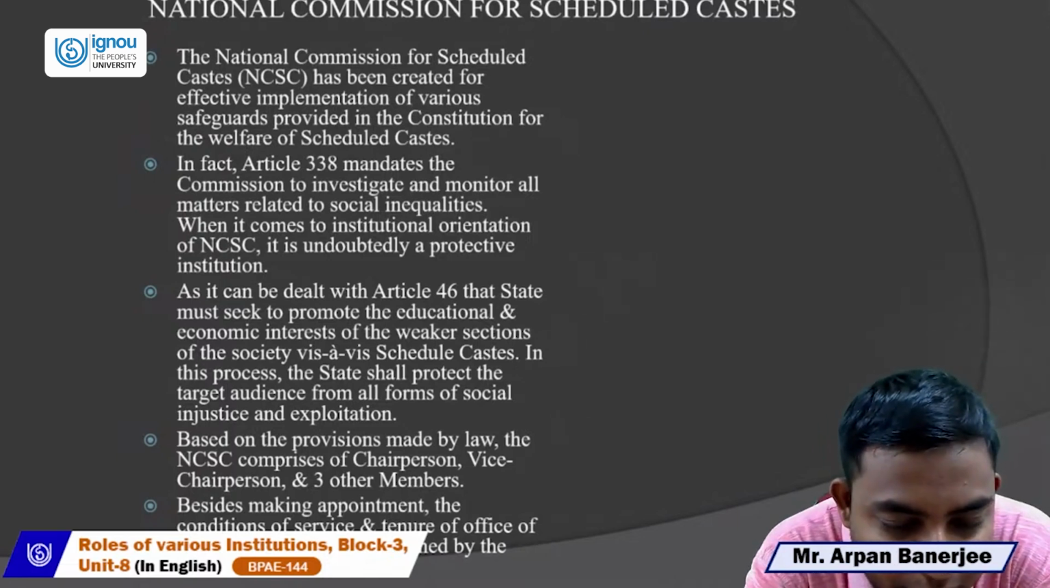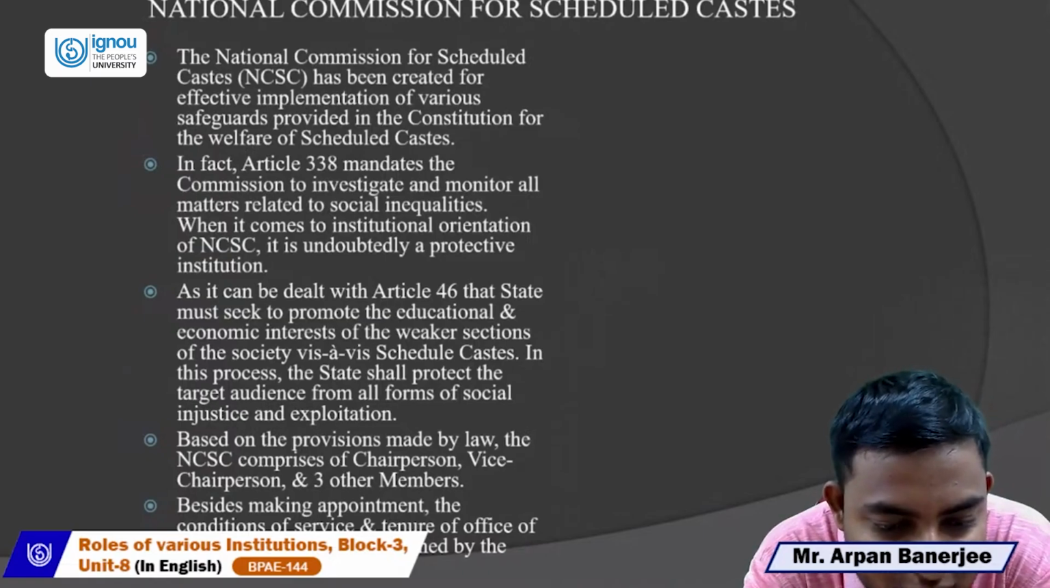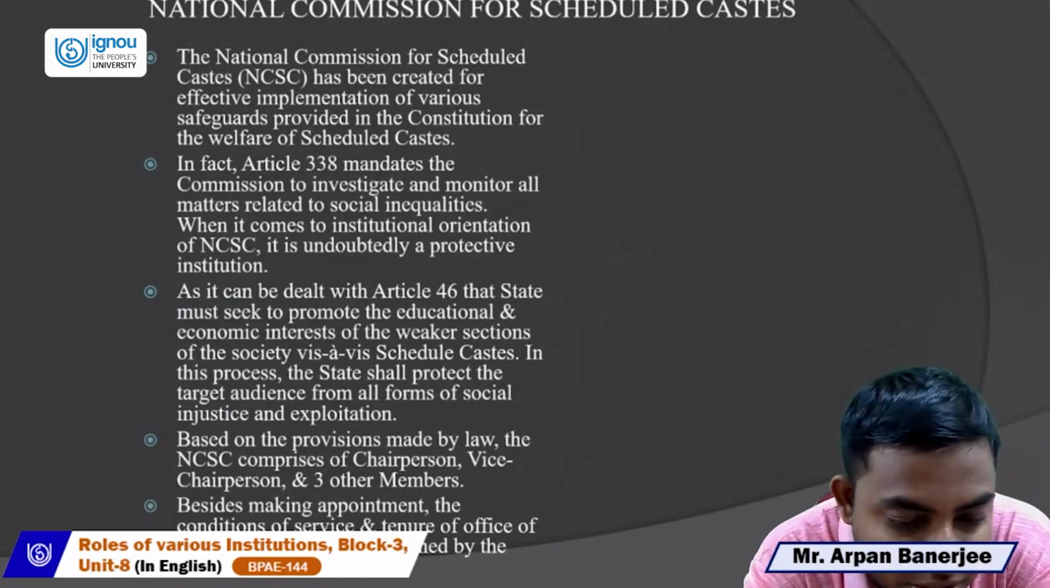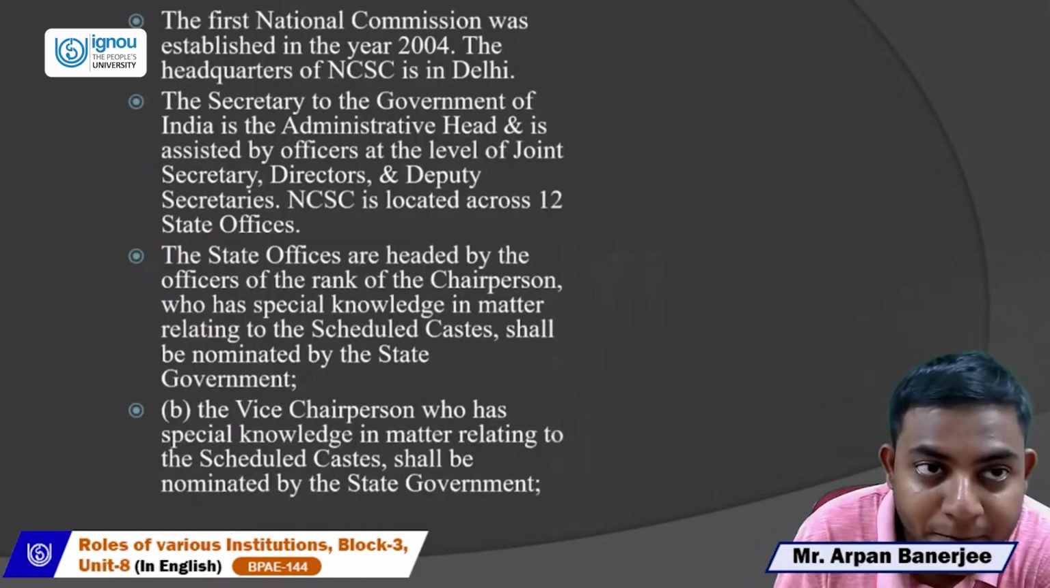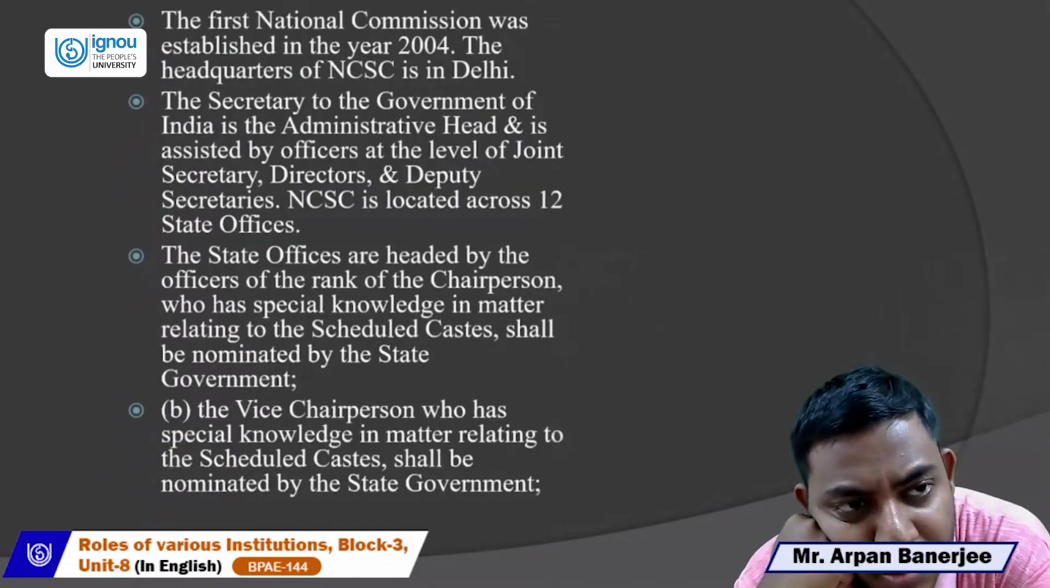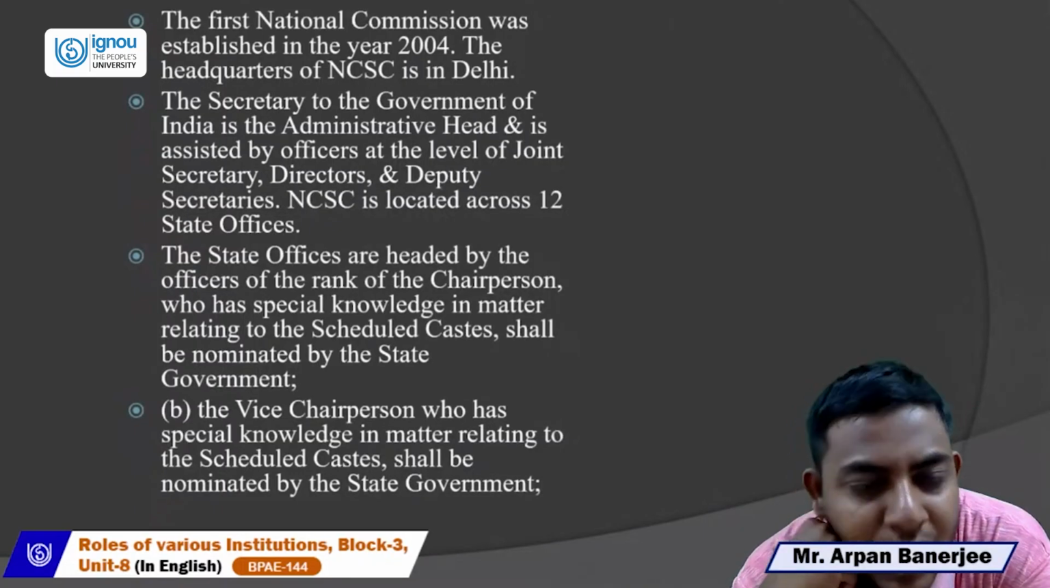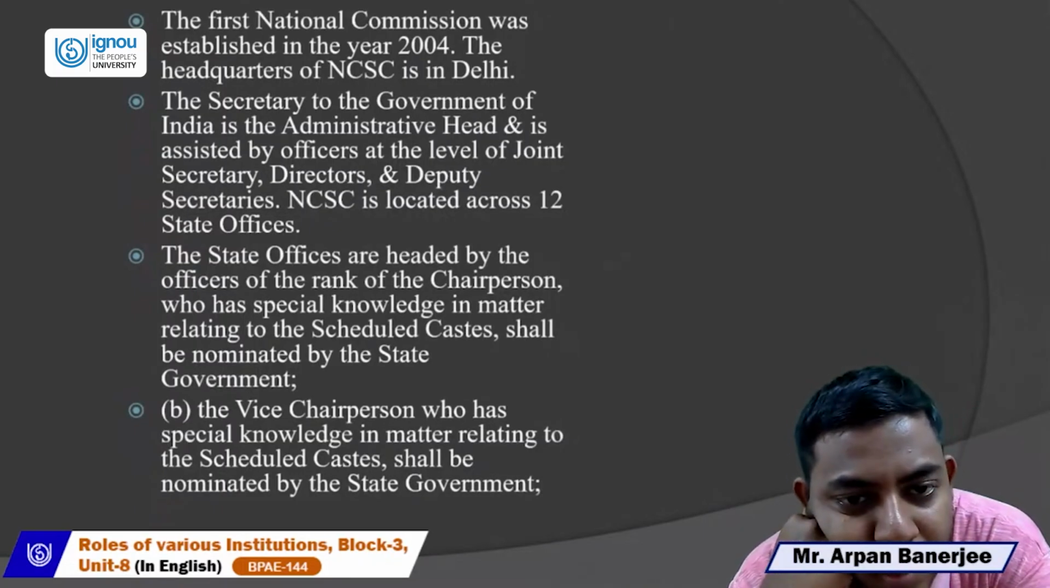Based on the provisions made by the law, the National Commission for Scheduled Castes comprises a chairman, a vice chairperson, and three other members. Besides making appointments, the conditions of service and tenure of office of the commission are determined by the President. The first National Commission was established in the year 2004. The headquarters of the National Commission for Scheduled Castes is in Delhi.